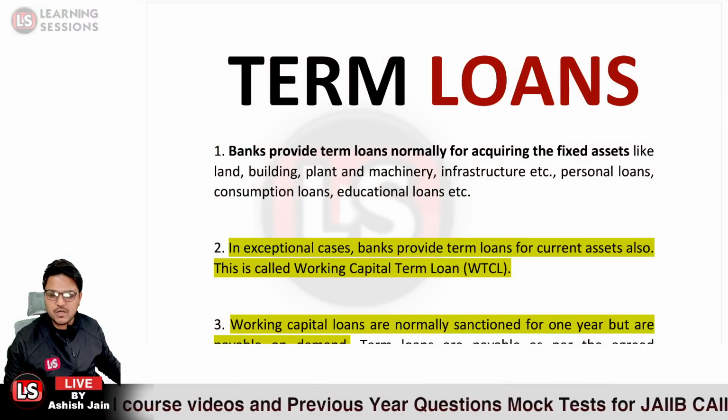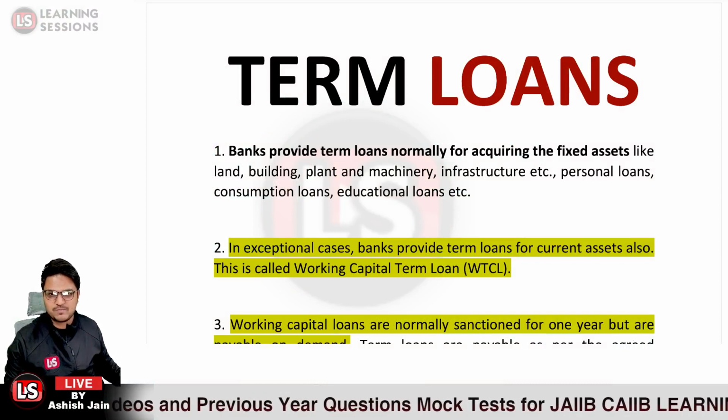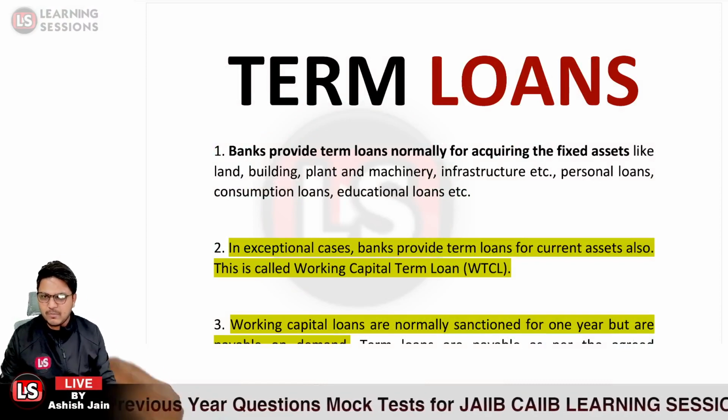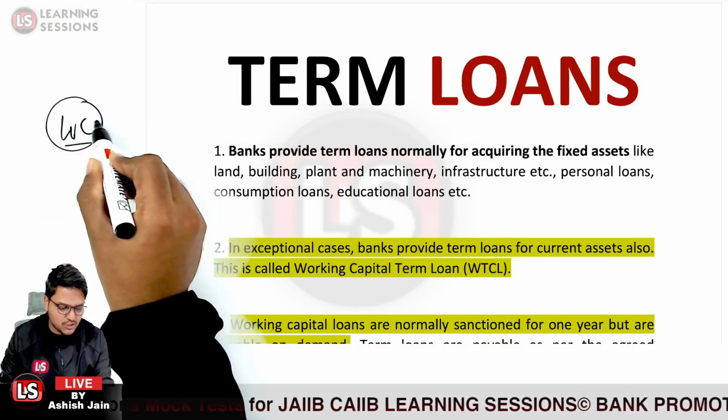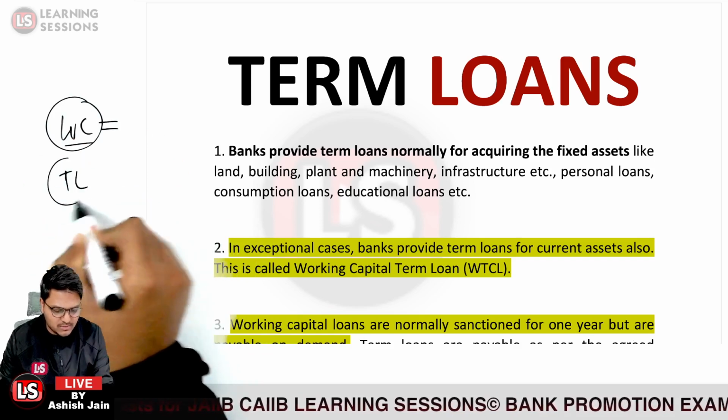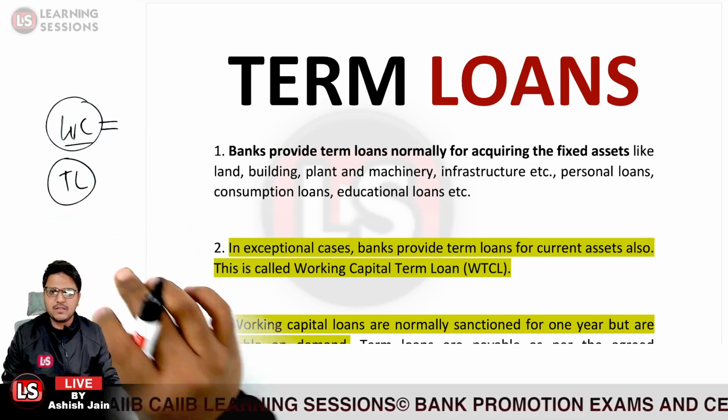So let us start the topic now. It's related to the term loans. Actually, there are two types of components which can be sanctioned. One, in the case of the working capital limit, that is a CC limit which can be sanctioned, and further, a term loan which can be sanctioned. So in this particular video, we'll be covering the term loans.